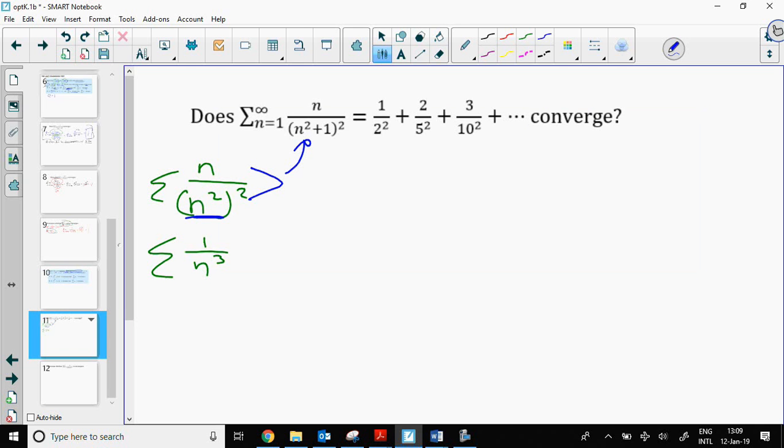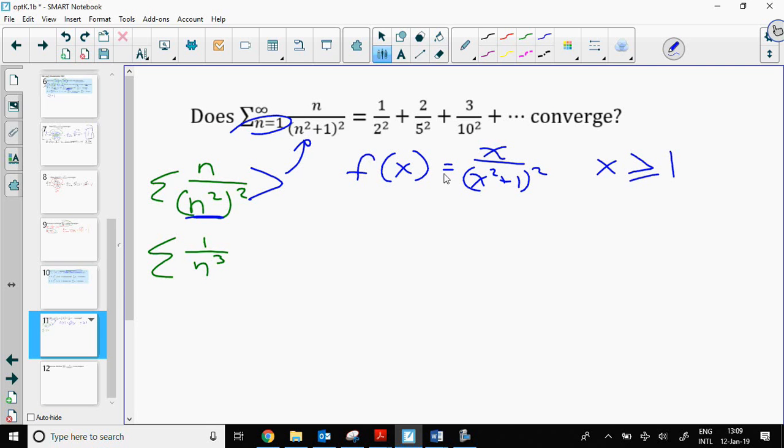So let's show that here. We're going to be interested in f of x equals x over (x squared plus 1) squared. First thing I'd like to show, first of all, it's definitely going to be continuous. This is going to be continuous for all real numbers, but really I'm only interested in x greater than or equal to 1, as that's where my series starts.